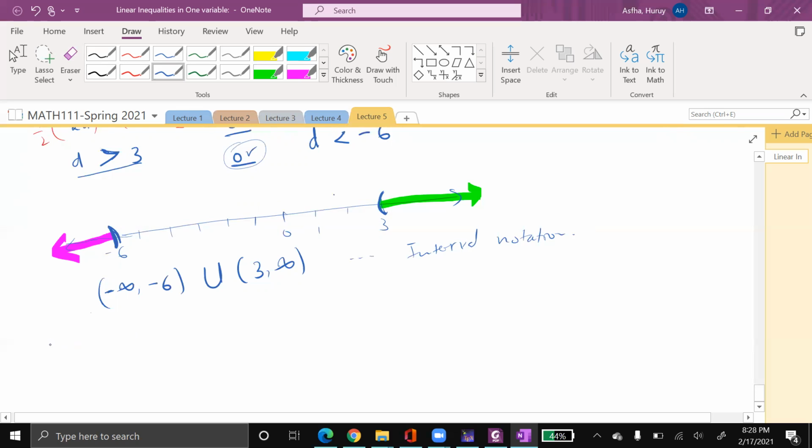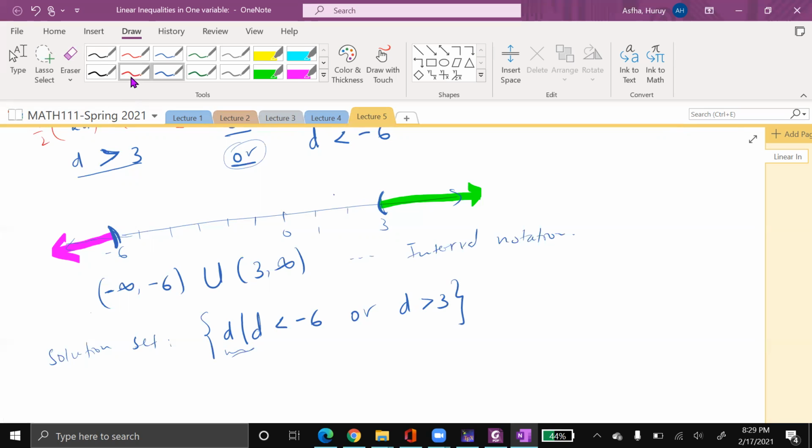And the set builder notation, as a set, we write this one as the set of d such that d is less than negative 6, or d is greater than 3. Always use the same variable. Okay, what you need to add here is this part, and the curly brackets. The curly brackets are the indication of a set, or what we use to represent a set.